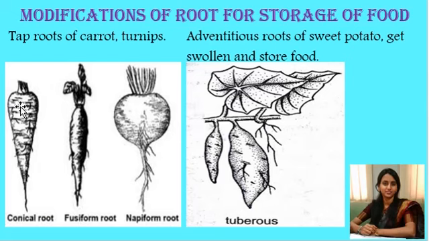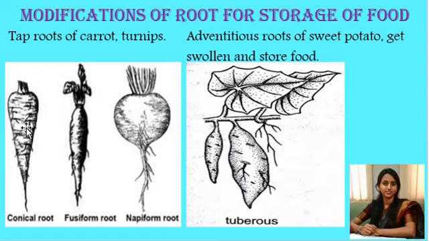In carrot, due to accumulation of food, the root is broader at this region and gradually becomes narrower towards the base. Hence it appears like a cone, and this root is known as the conical root. Here the primary root is swollen due to accumulation of food material, hence it is a taproot modified for storage of food.